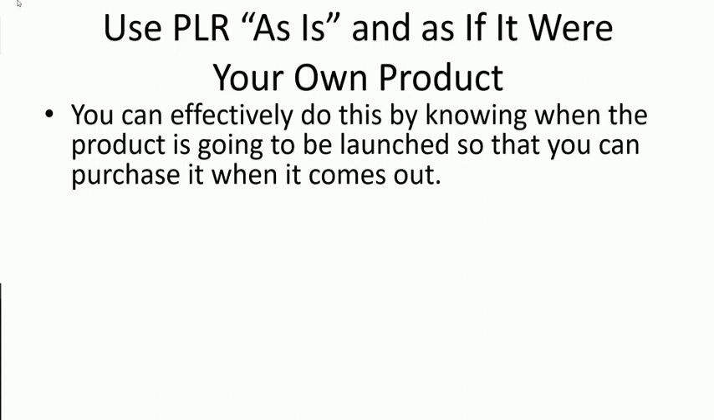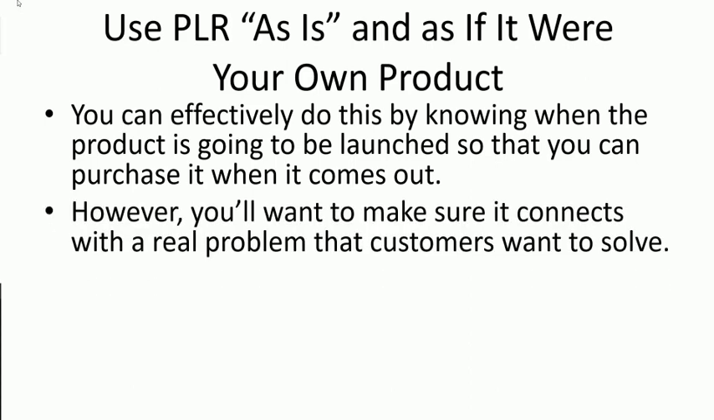So obviously, you're going to want to have looked at the product launch calendar on places like Muncheye and JV Notify so that you can purchase it when it comes out. And then you can literally get in front of the people that you're going to be mailing to. Now, obviously, you're going to want to make sure it connects your customers to a real problem that they're having or one that they want to solve.